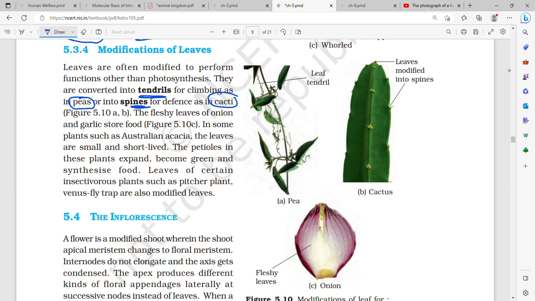Then the fleshy leaves of onion and garlic store food. Axillary bud only you should say, according to NCERT line. The fleshy leaves of onion and garlic store food. In some plants such as Australian acacia, the leaves are small and short-lived. The petioles in these plants expand, become green and synthesize food.